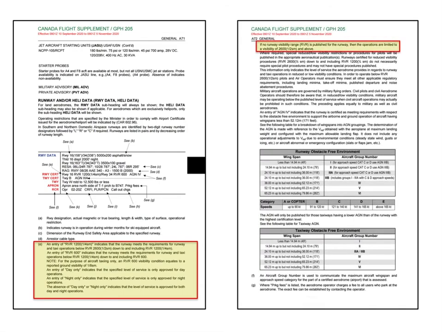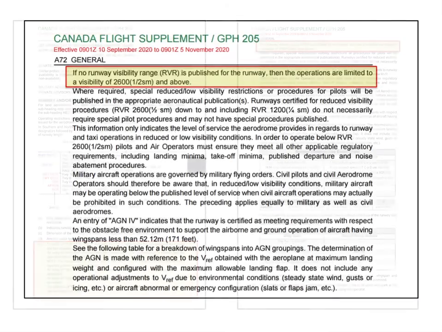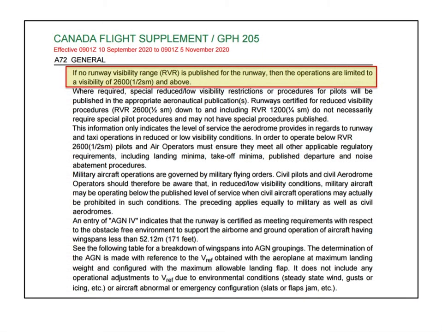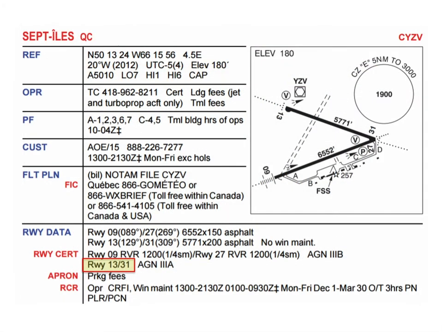which is here. It reads, if no runway visual range is published for the runway, then the operations are limited to the visibility of 2600 RVR, 1/2 statute mile, or above. So when there's no mention of operating visibility in the CFS, as is the case for runway 13 at Sept-Îles, Quebec Airport, the value is 2600 RVR. Now you know where to find the answer.